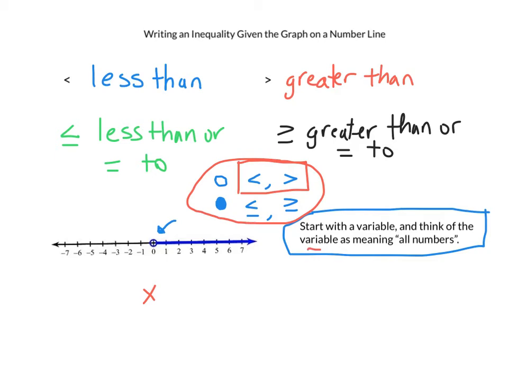All right, in this part here, variable meaning all numbers. So when we're reading it, we're not going to say x is less than or x is greater than. We're going to think of it, what is shaded here? Is it all numbers less than 0 or all numbers greater than 0? Well, we can see that all of the numbers bigger than 0 are shaded, so we're going to do the greater than, and then we just plunk down the 0. So that is our inequality that matches that graph.